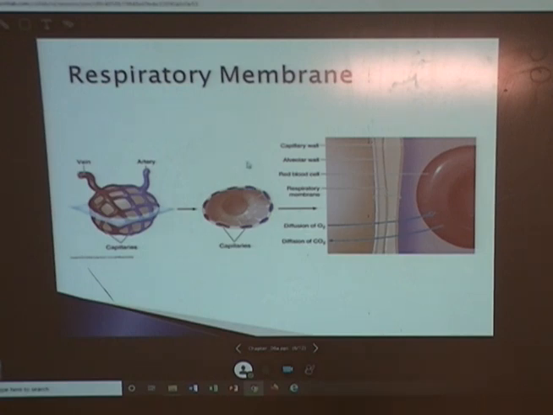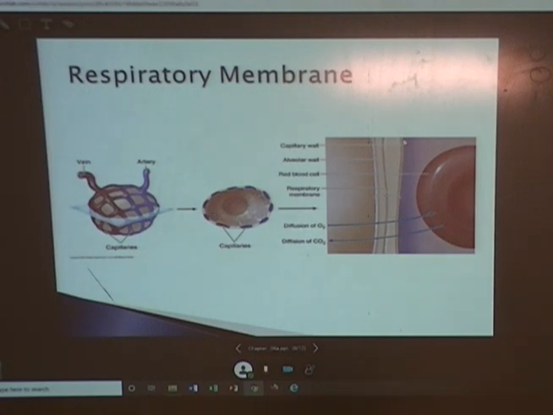All right? And this is a cross-section of the alveoli, and you can see it's surrounded by capillaries. So, as I said, that surface area between the lungs and the bloodstream is very, very large to allow for as much gas diffusion as possible.